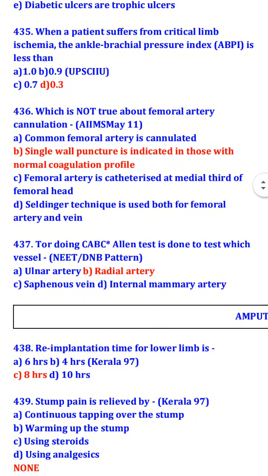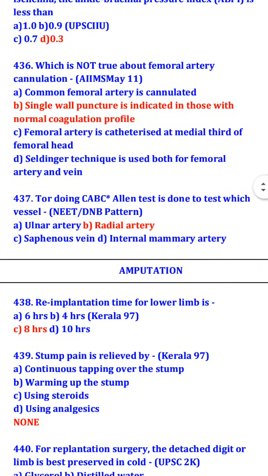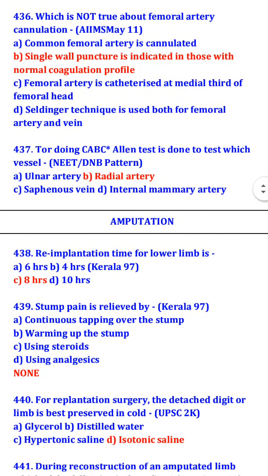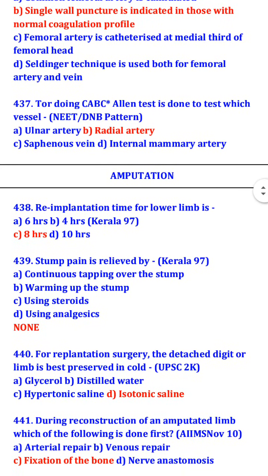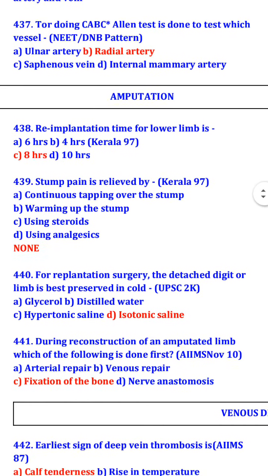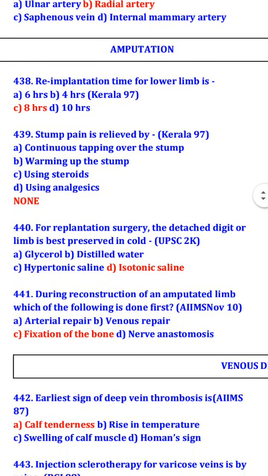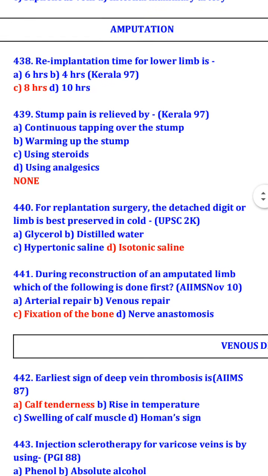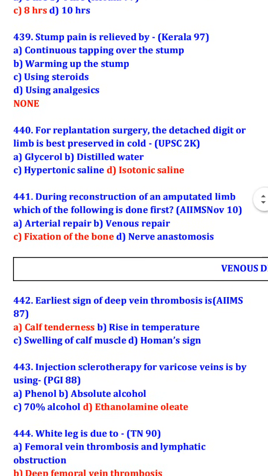For doing CABG, Allen test is done to test which vessel? Radial artery. Now, amputation: reimplantation time for lower limb is 8 hours. Stump pain is relieved by none of these. For replantation surgery, the detached digit or limb is best preserved in cold isotonic saline. During reconstruction of an amputated limb, which of the following is done first? Fixation of the bone is done first.